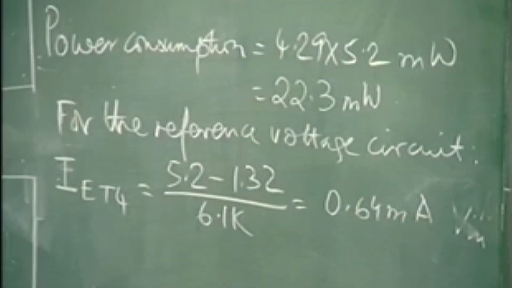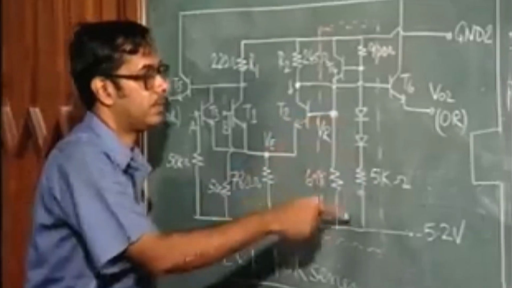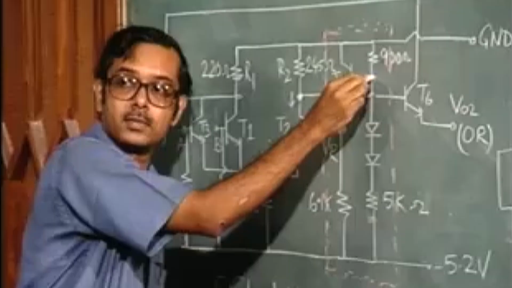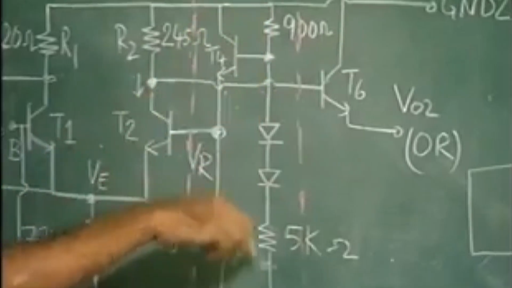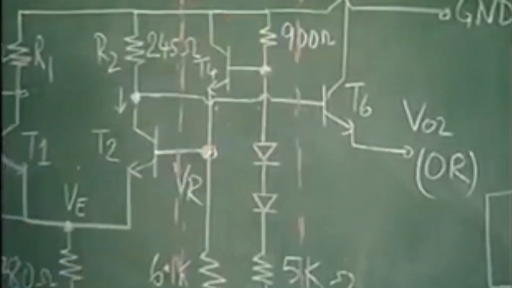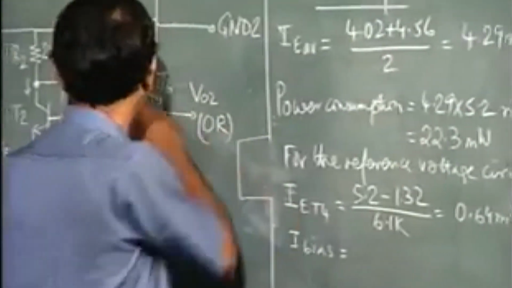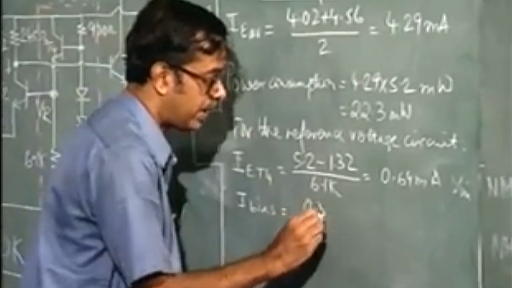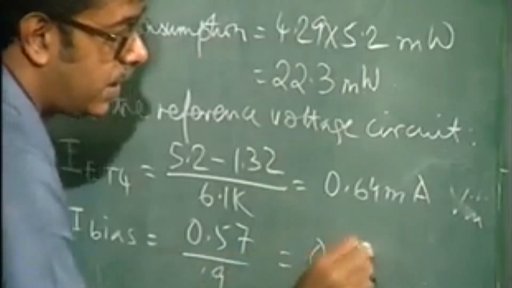And the bias, that is the other part, one can easily calculate. We know this voltage, and this is ground. So, the drop across 900 ohms divided by 900 ohms gives the current. We have already seen that the base of T4 is at minus 0.57 volts. So, 0.57 divided by 0.9 K is 0.63 milliamperes.